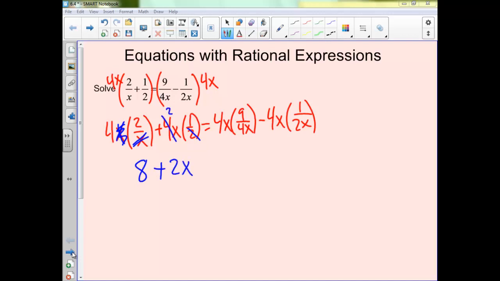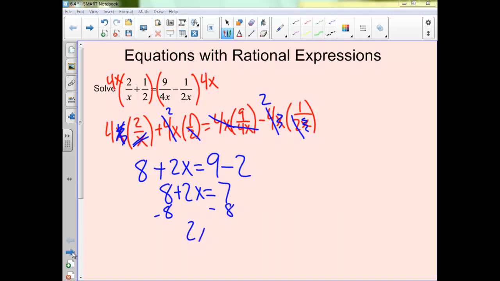So we're left with 2x equals, on this right side, this whole 4x will cancel with the 4x. We're left with 9 minus, the x will cancel with the x, and this 2 will cancel and make that a 2. So minus 2. So now, when we simplify, we'll have 8 plus 2x equals 9 minus 2 is 7. x equals negative a half.